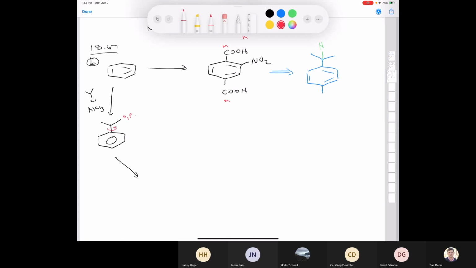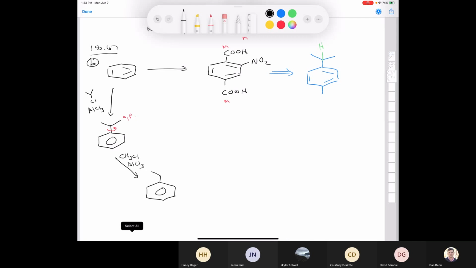But since there's free rotation around this bond, we would get preferential alkylation here if we were to treat this with methyl chloride, let's say, and aluminum chloride. Then we're going to have this guy where we have our isopropyl group and we have our methyl group here. Now, these are both weak activators, which would be better than having the two carboxyl groups, which are moderate deactivators.